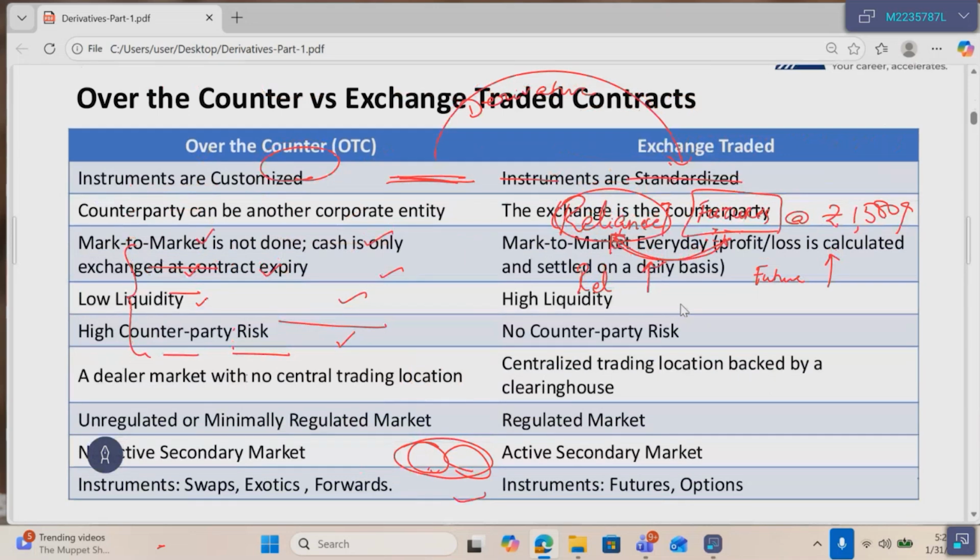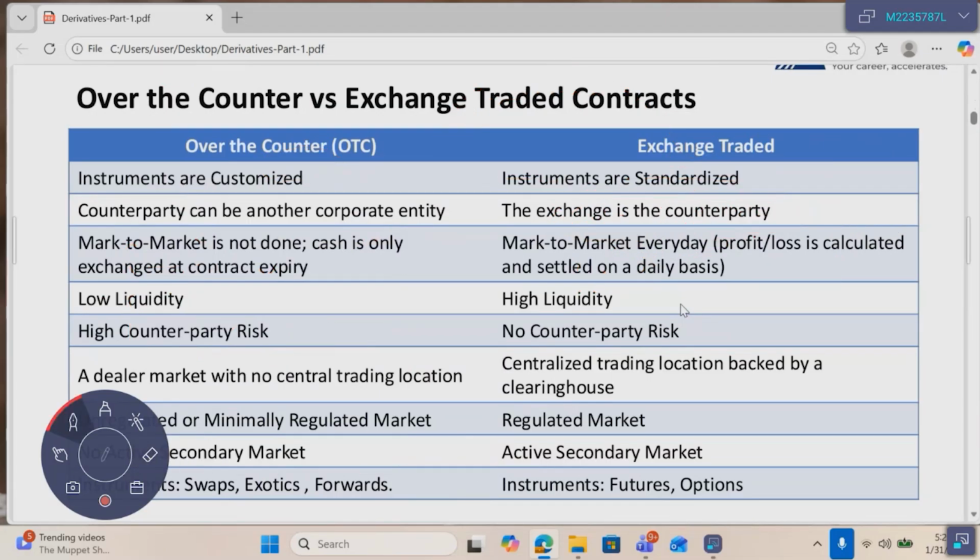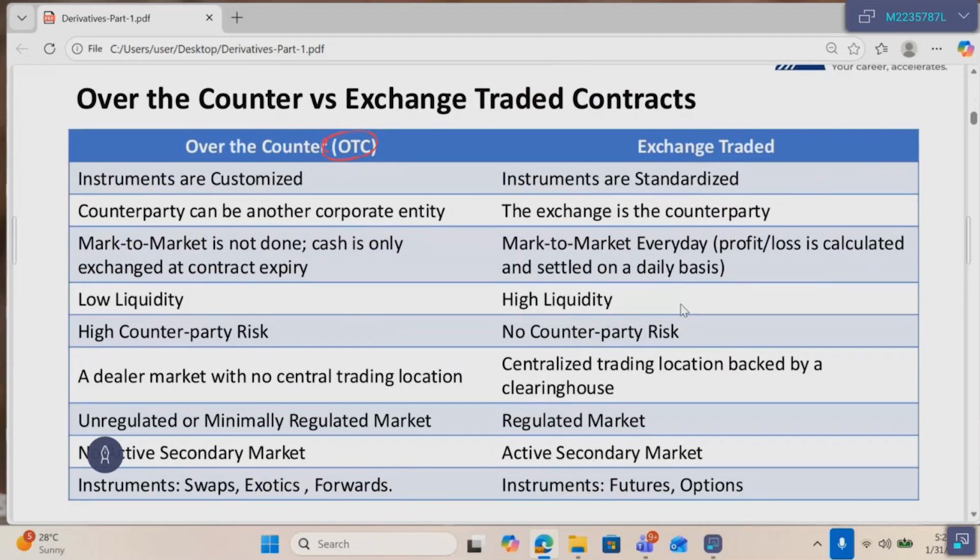Now, a derivative could be of 2 natures. It could be a derivative that is traded over the counter. Over the counter means you're the seller, I'm the buyer, or I'm the seller. I'm giving it to you over the counter, and you take the money.